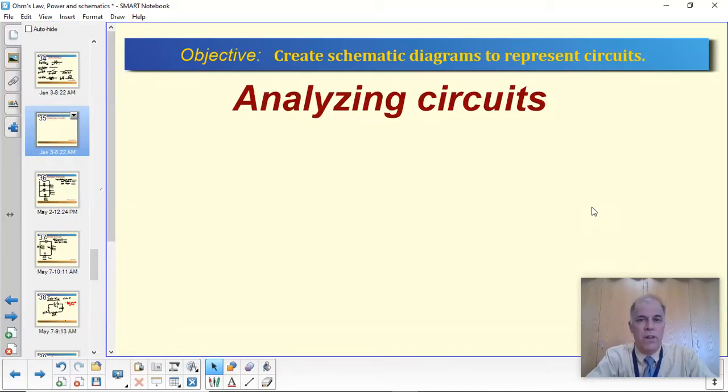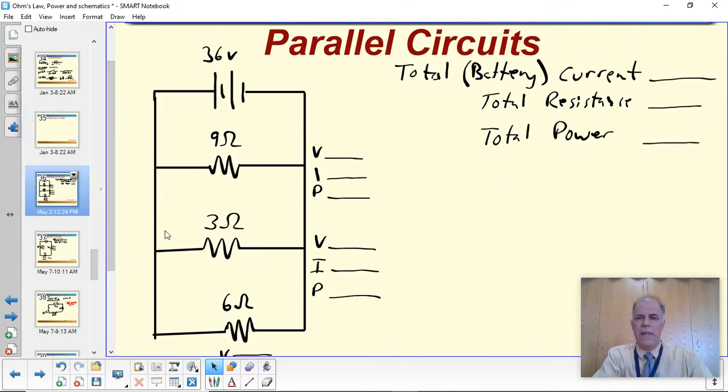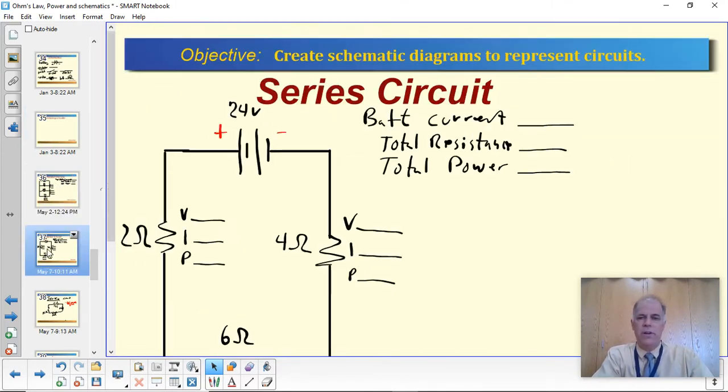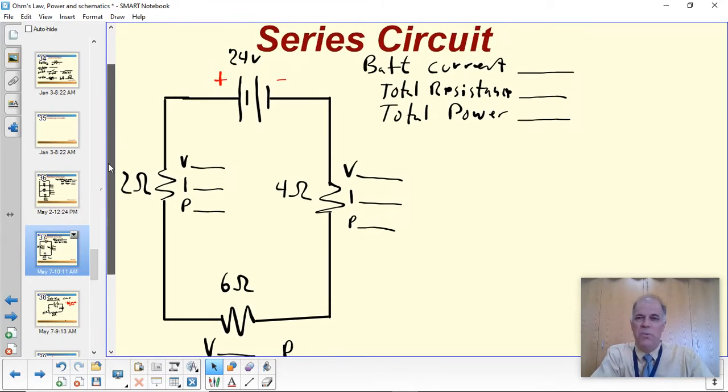Hey guys, today we're going to learn about analyzing circuits. So last time we learned about schematics and schematic diagrams and what the individual symbols mean, and we did a little bit of manipulation with Ohm's law to figure out some things about very simple circuits. But today we're going to go a little bit deeper and look at more complicated circuits. So the two kinds we're going to look at are parallel circuits, which is this ladder type, and the series circuits. Okay, it doesn't really matter what order we do them in, we'll see them both.